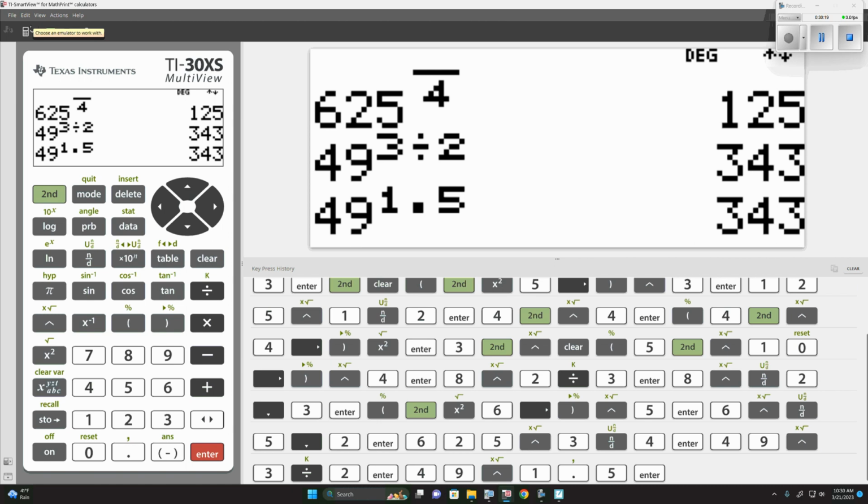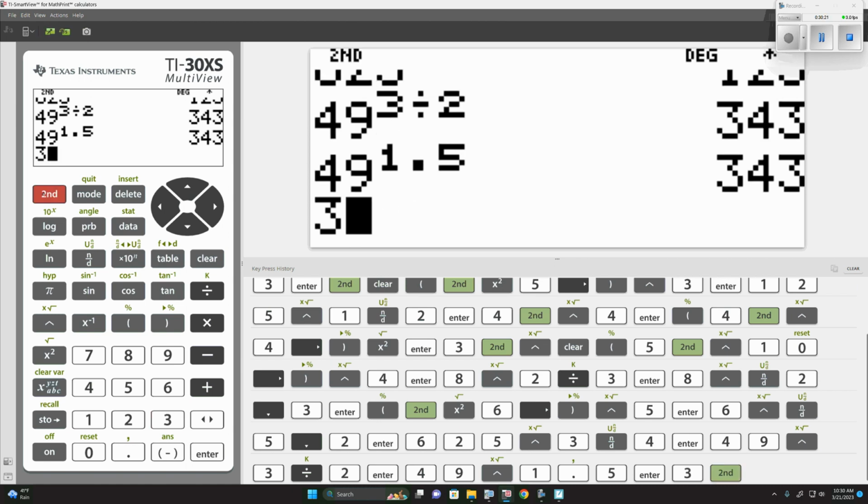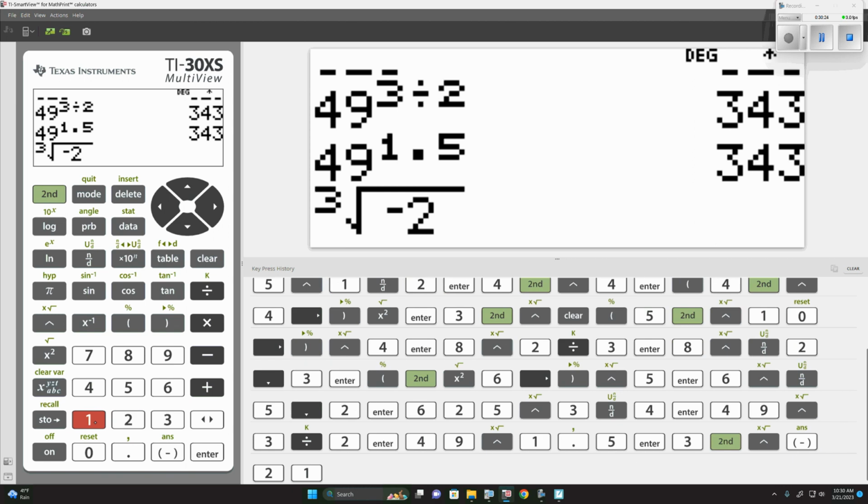So we need to plug it in. So we can do 3 and it is.